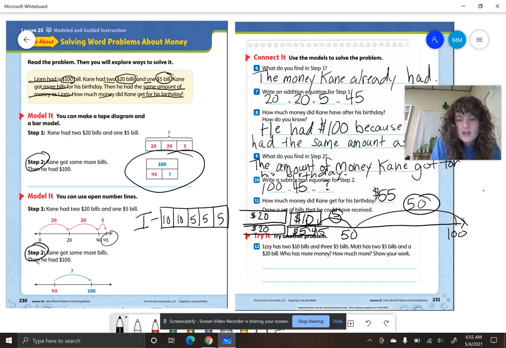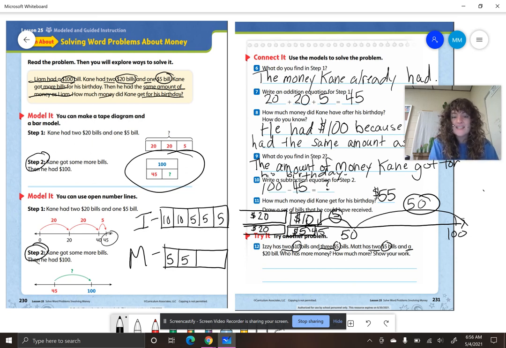I'm going to double check. Two $10 bills and three $5 bills. I'm going to check to make sure that is correct. Matt, so I'm going to make an M for Matt. Matt has two $5 bills, so 5 plus 5. And a, that means one, and a $20 bill. Who has more money? How much more? Show your work. All right, so let's add these parts together, Smarties.